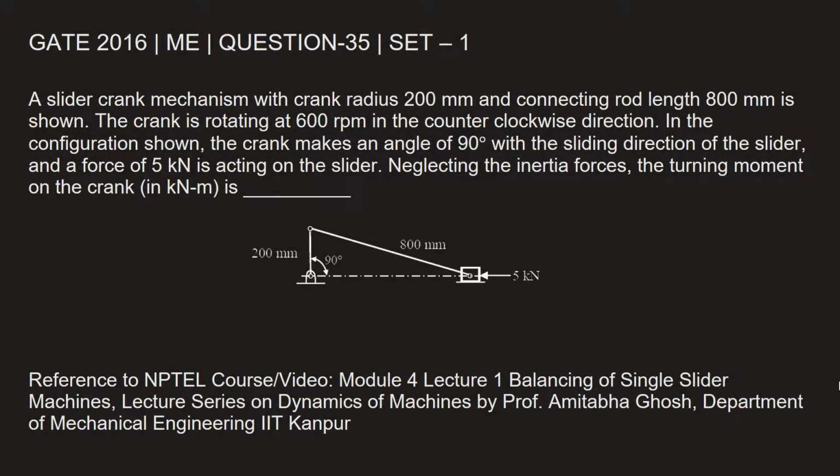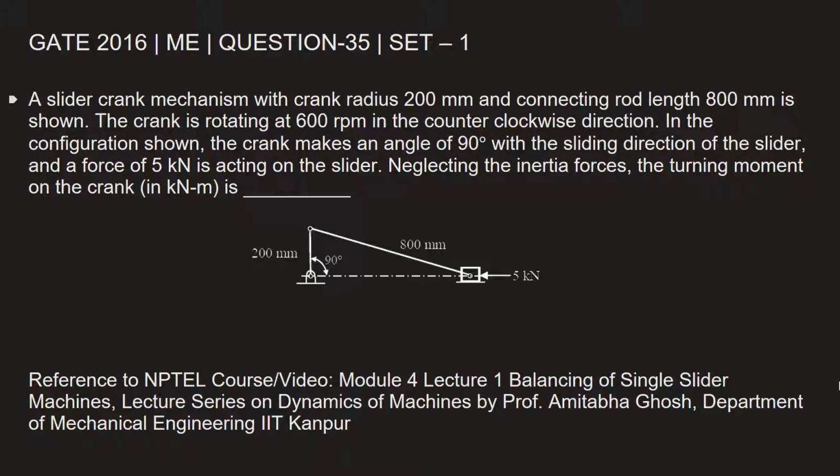This question is from GATE 2016, Mechanical Engineering Paper Set 1, question number 35. A slider crank mechanism with crank radius 200 mm and connecting rod length 800 mm is shown. The crank is rotating at 600 rpm in the counterclockwise direction in the configuration shown.